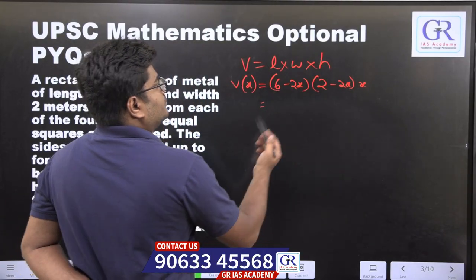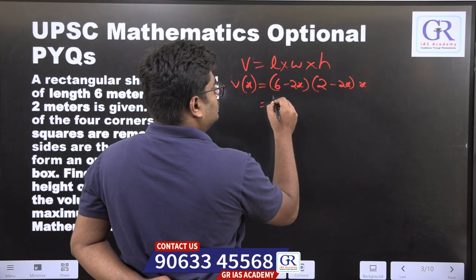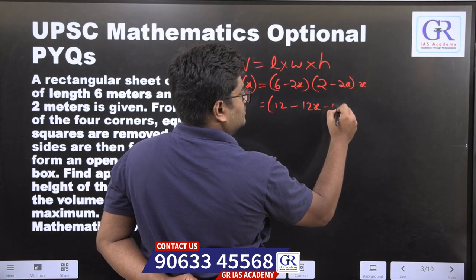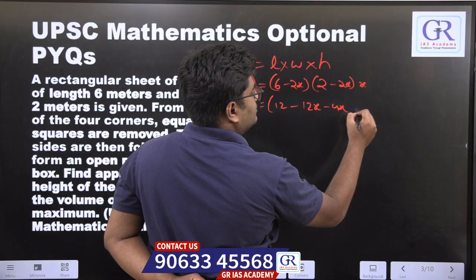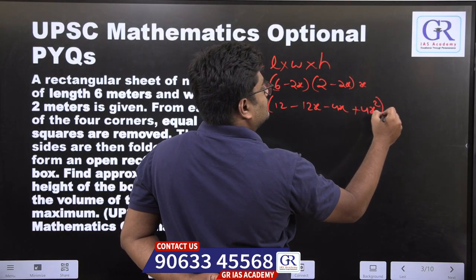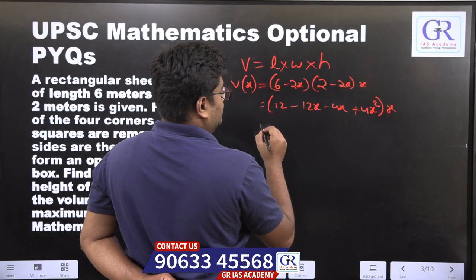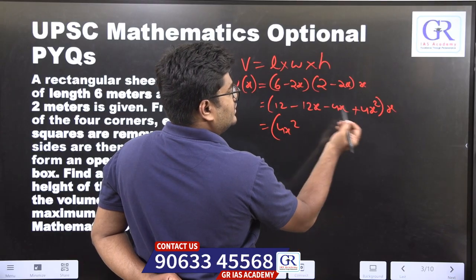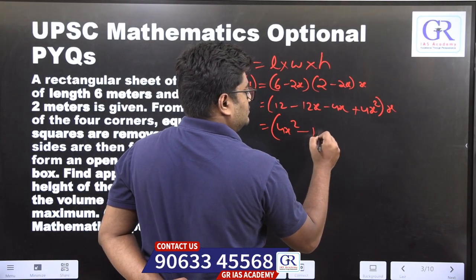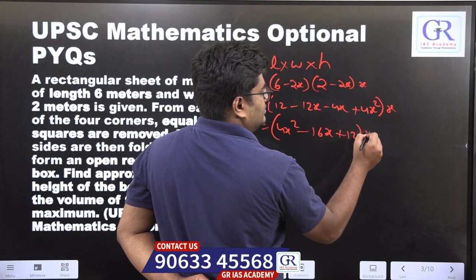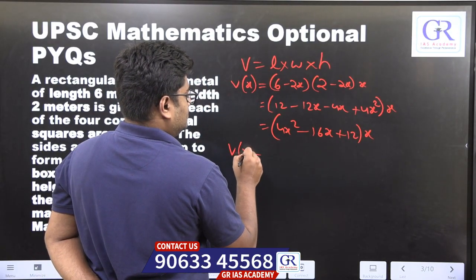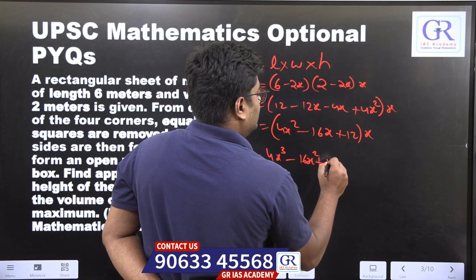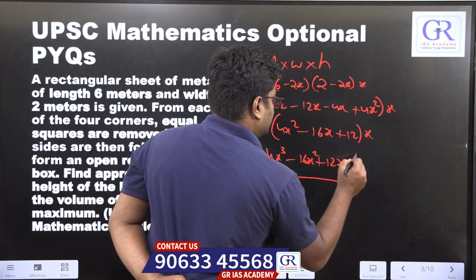Let's simplify it. First, let's calculate these two brackets. 6 into 2 is 12, minus 6 into 2x is minus 12x, minus 2x into 2 is minus 4x, and minus 2x into minus 2x is plus 4x square. Multiply by x; do not forget this in each term, it is important. So 4x square minus 12x minus 4x becomes minus 16x, plus 12, into x. So V of x is 4x cube minus 16x square plus 12x. We got the volume of the box.